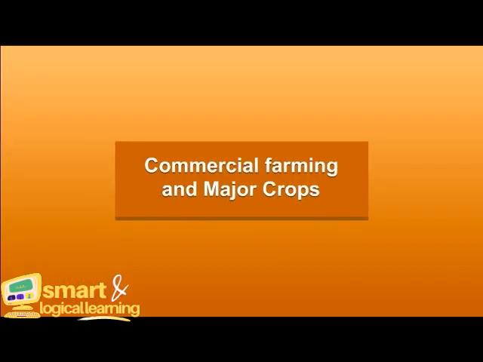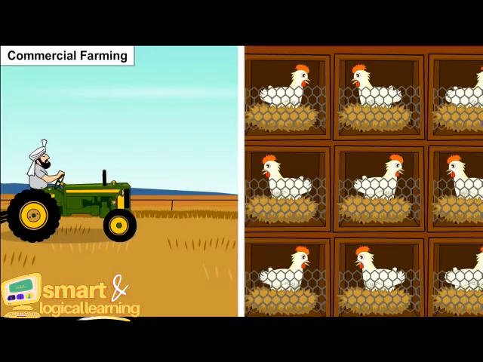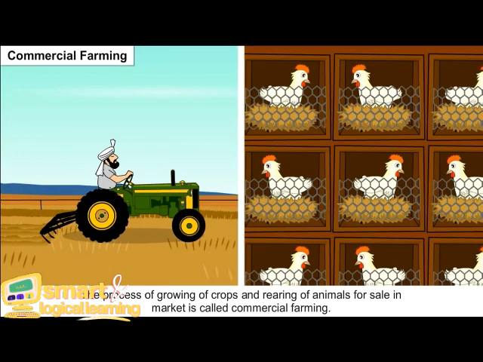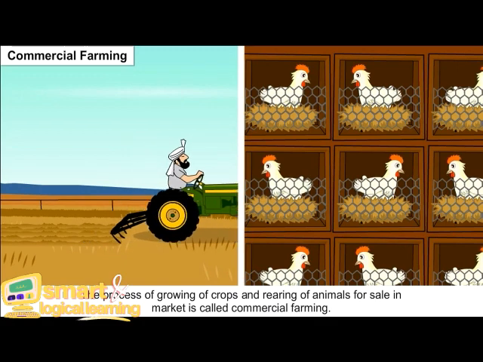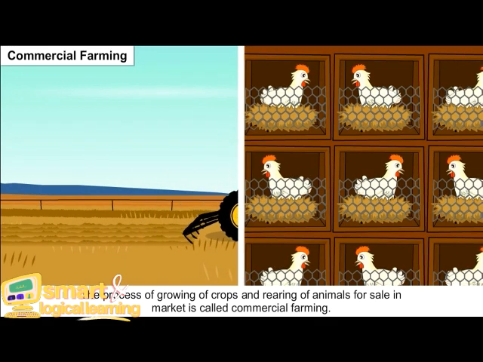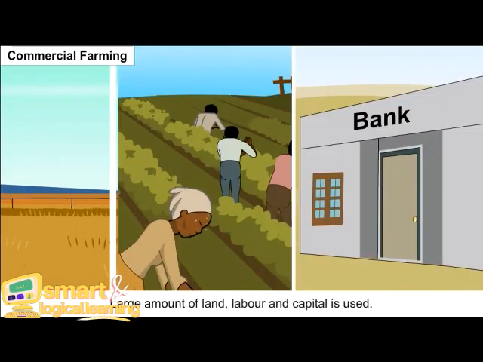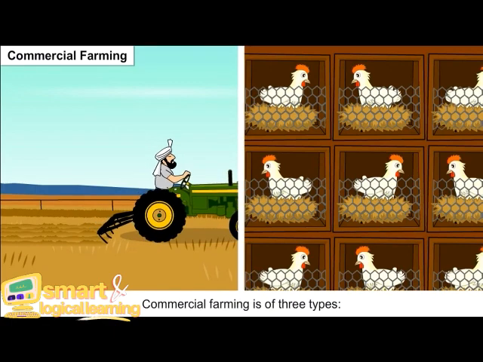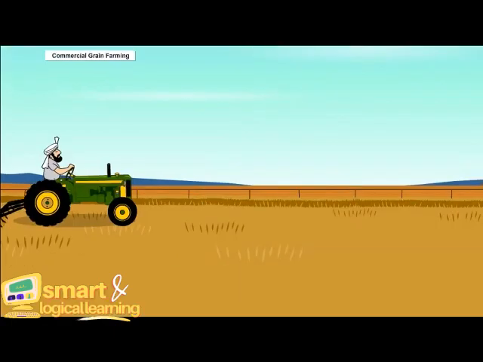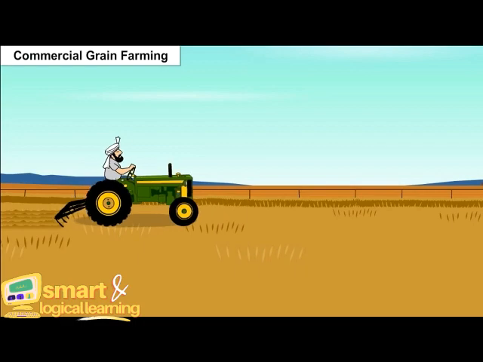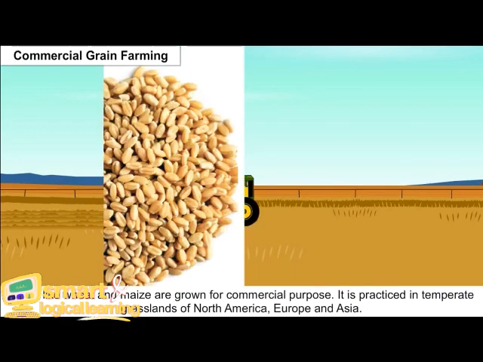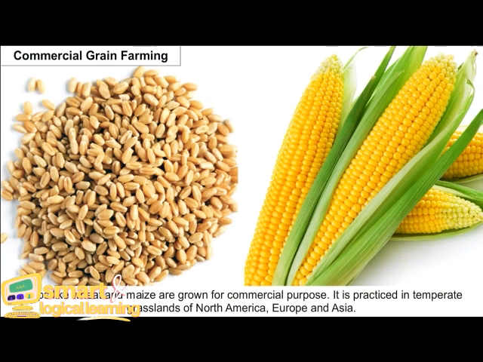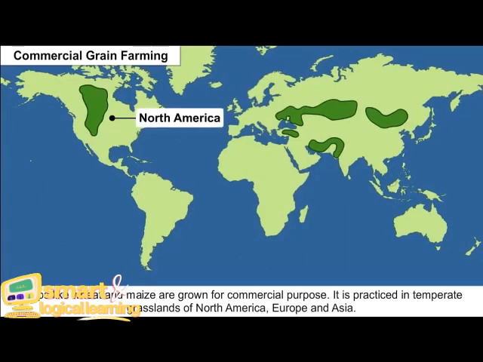Commercial farming and major crops. Commercial farming. The process of growing of crops and rearing of animals for sale in market is called commercial farming. Large amount of land, labor and capital is used. Commercial farming is of three types. Commercial grain farming. In commercial grain farming, crops like wheat and maize are grown for commercial purpose. It is practiced in temperate grasslands of North America, Europe and Asia.